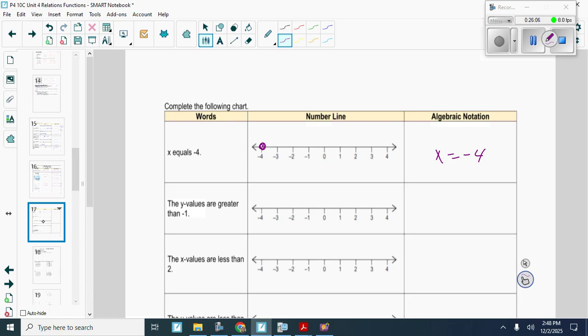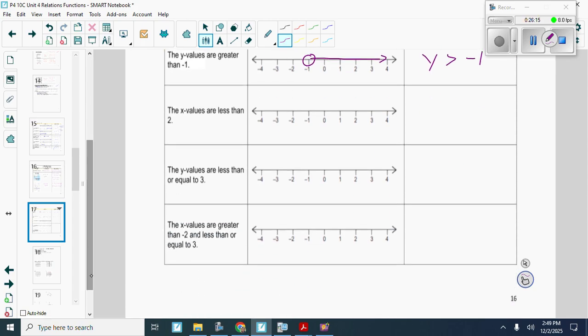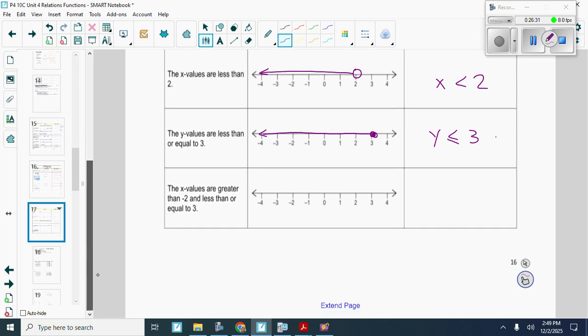Our number line, let me just fill this in real quick. The x values are greater than -1. All right, x values are less than 2. Less than or equal to 3. And the x values are greater than -2. Less than or equal to 3. Closed dot.